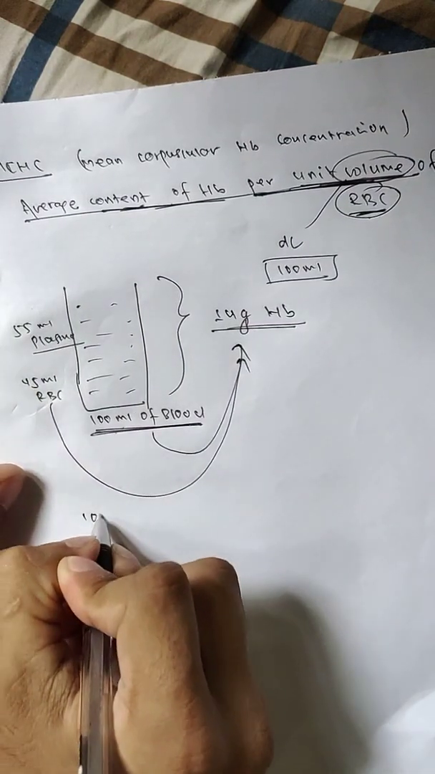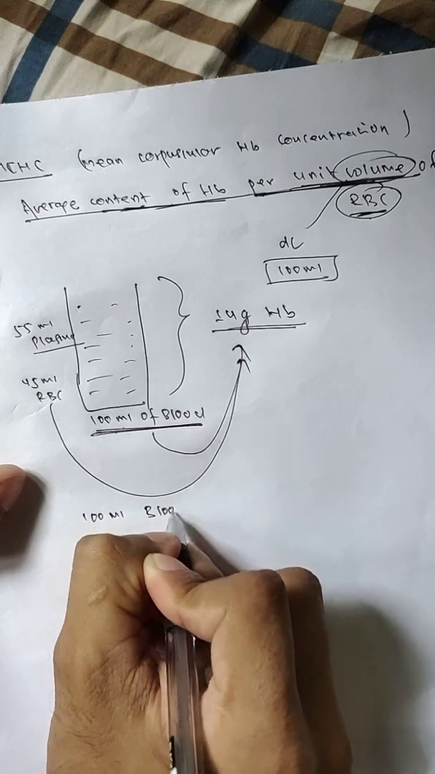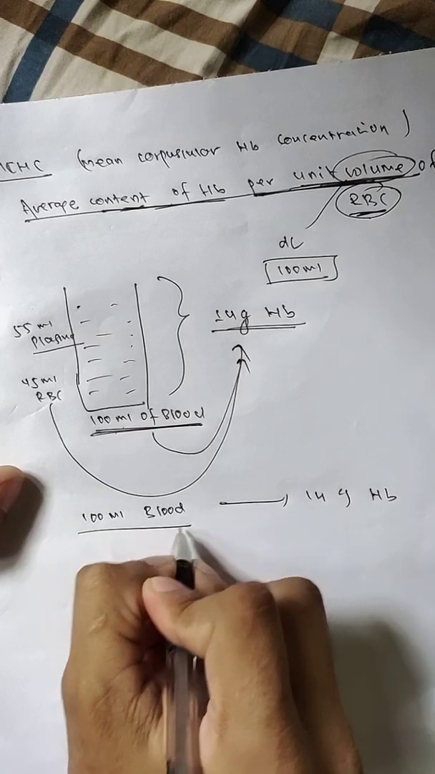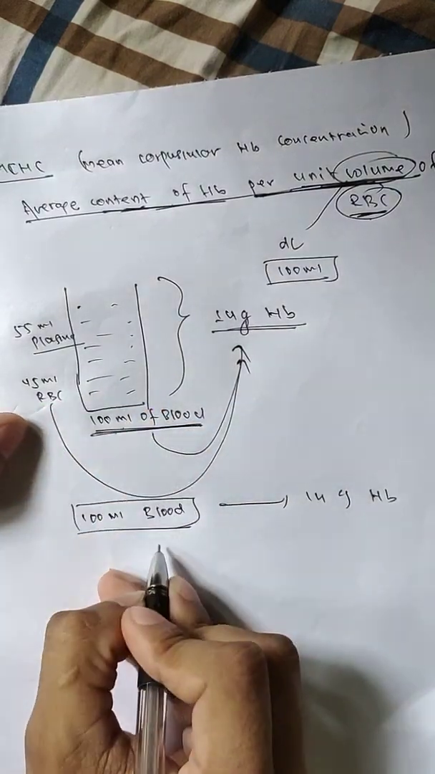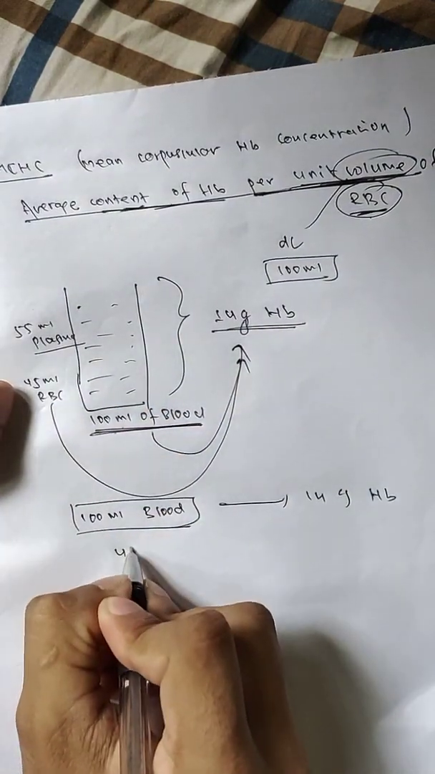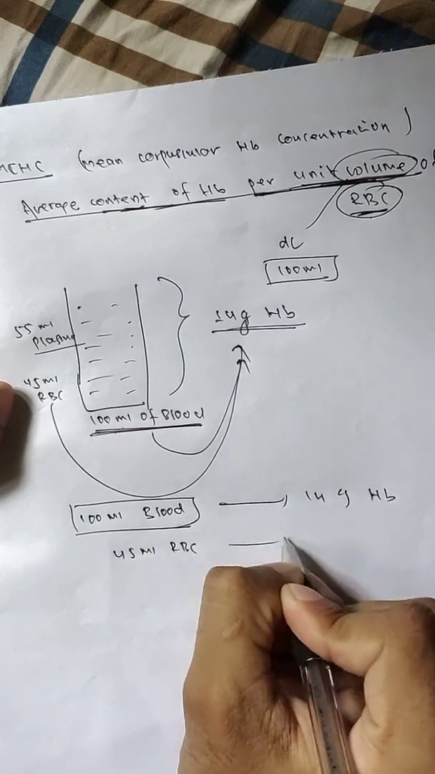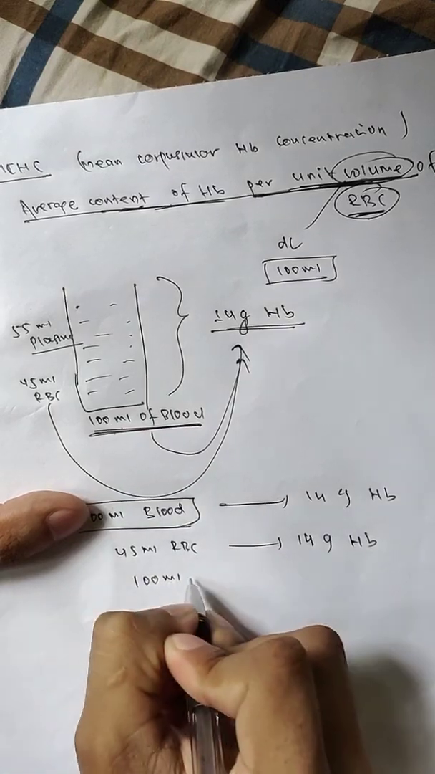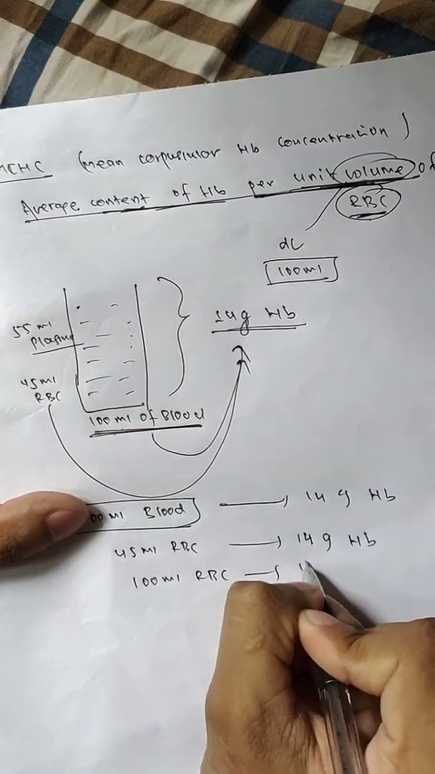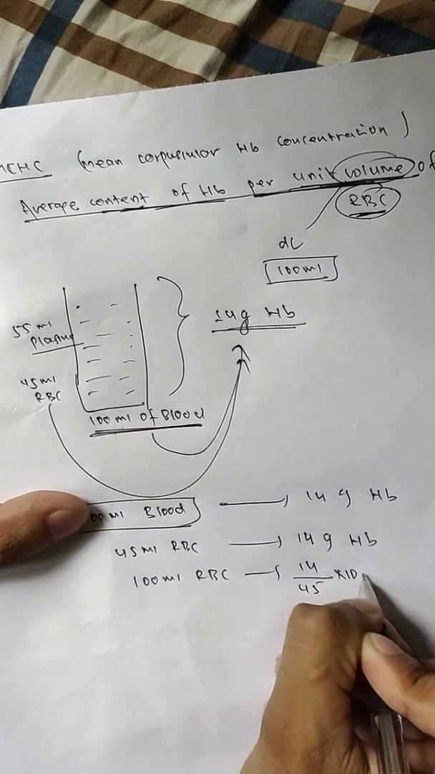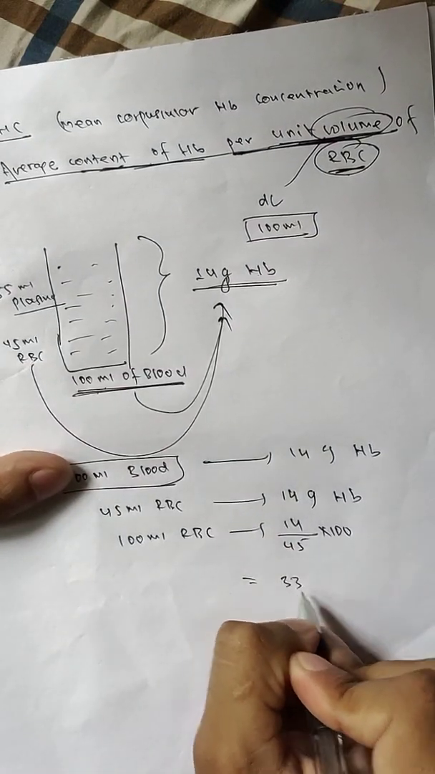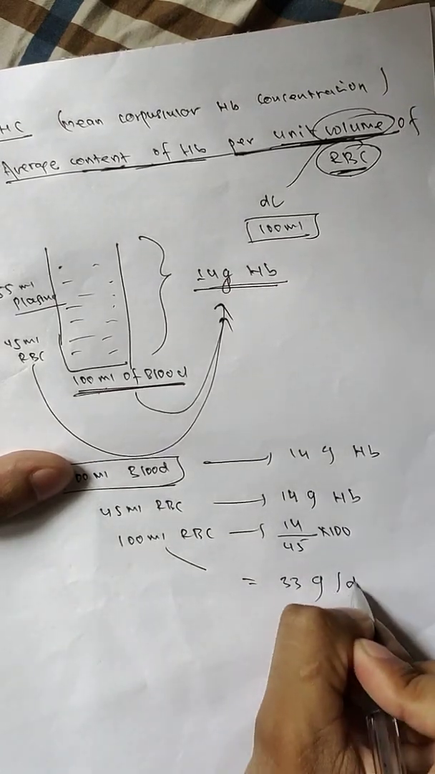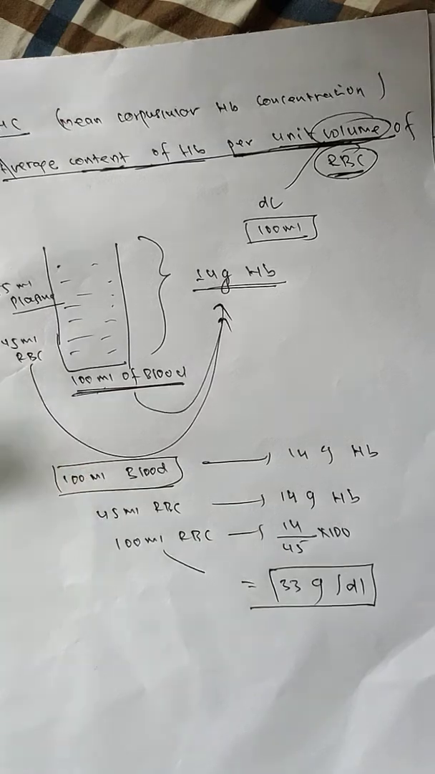So let's do it. 100 ml of blood contains 14 gram of hemoglobin. That means the 45 ml of RBC in 100 ml of blood contains 14 gram of hemoglobin. Then 100 ml of RBC will contain 14 divided by 45 into 100. This value gives about 33 gram per 100 ml, so per deciliter. This value is the MCHC. Thank you guys.